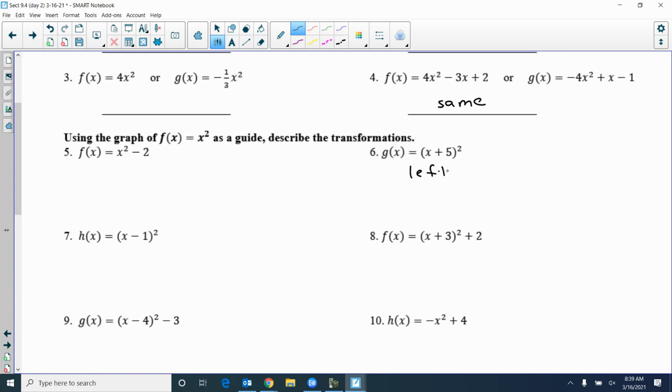What's its vertex going to be? Okay, what's its vertex going to be? All right, that's the key thing. Negative 5, 0. Negative 5, 0. So good. Negative 5, 0. That's going to be the vertex.